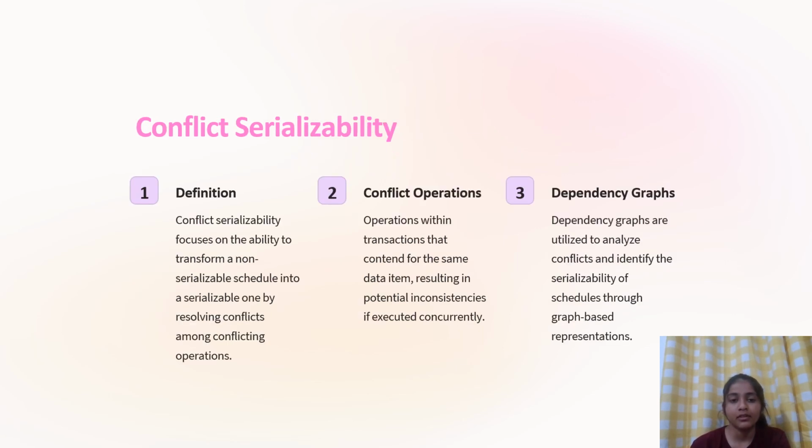Conflict serializability. The definition is that it focuses on the ability to transform a non-serializable schedule into a serializable one by resolving conflicts among conflicting operations. Conflicting operations: operations within transactions that access the same data item, resulting in potential inconsistencies if executed concurrently. Dependency graph: dependency graphs are utilized to analyze conflicts and identify the serializability of schedules through graph-based representation.